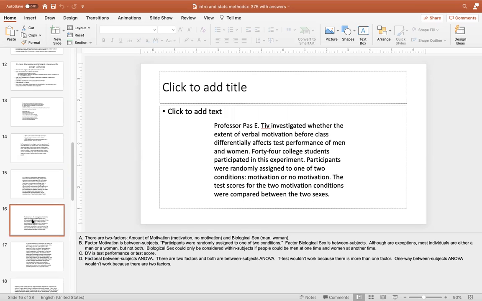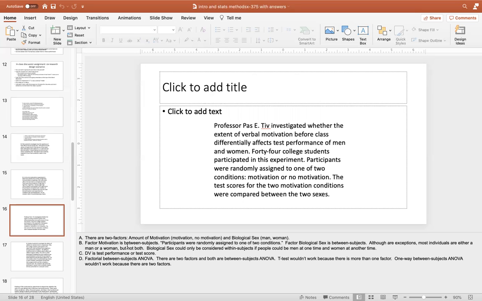Problem number 3. This one's a little tougher because there are 2 factors here. The first factor is the amount of motivation with the levels motivation and no motivation. And the second factor is biological sex with the 2 conditions, man and woman. Or you could say male and female, men, women. There's, once again, a little flexibility with what you can call these things. So we have those 2 factors, amount of motivation and biological sex. So we have to decide for each factor whether it's between or within subjects.